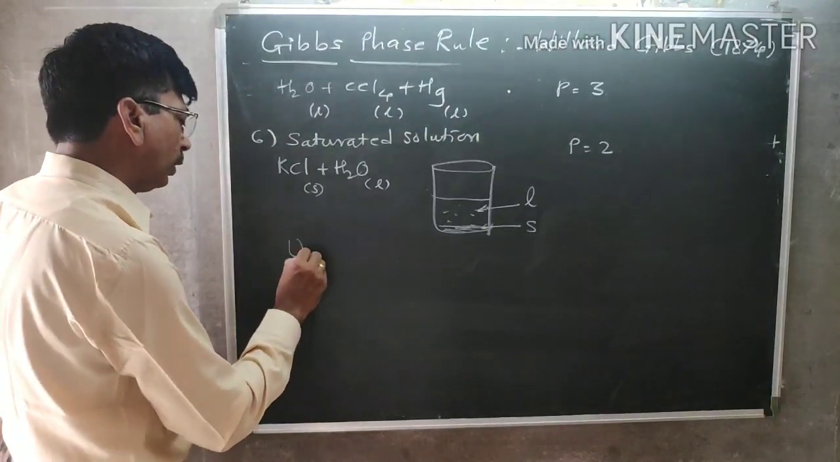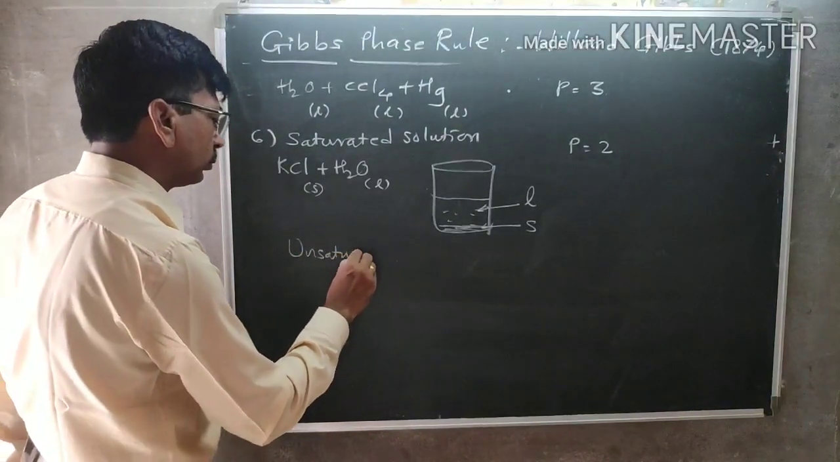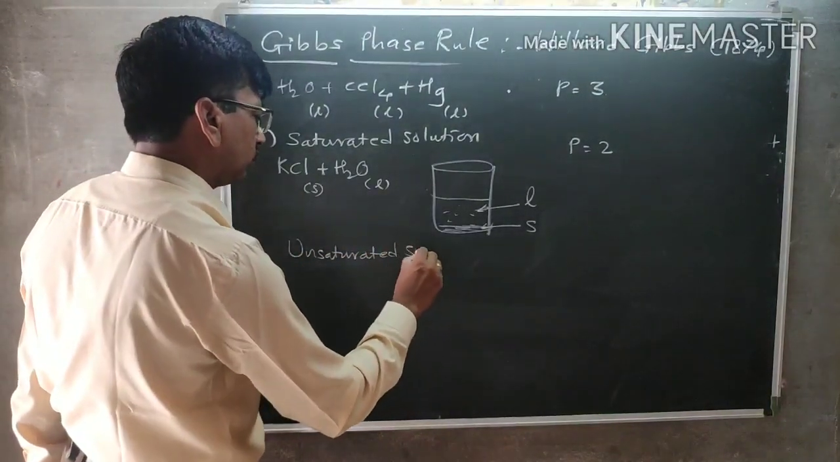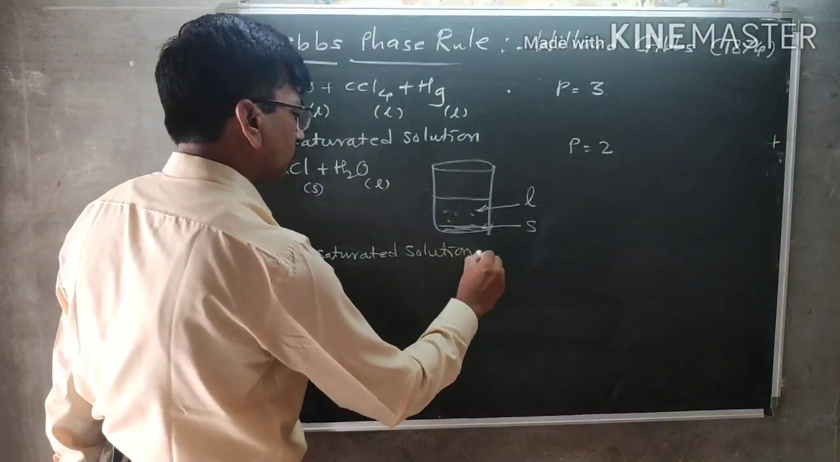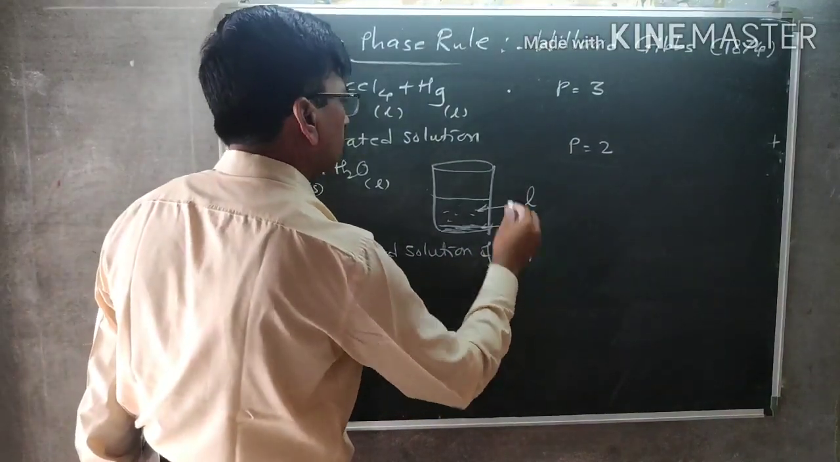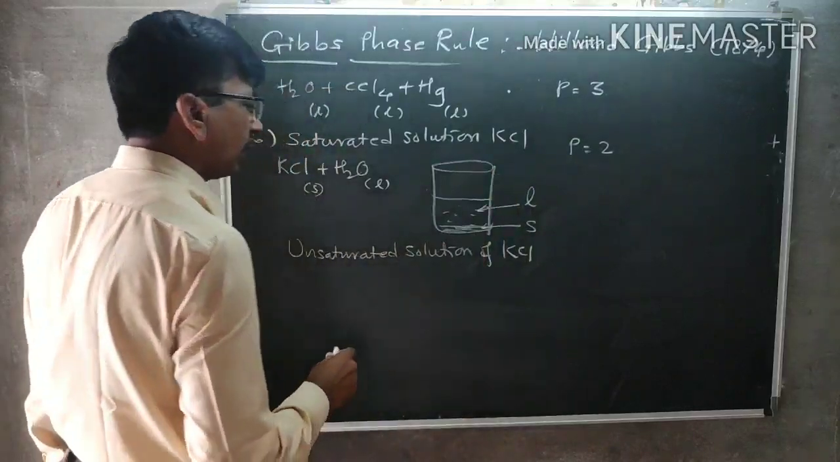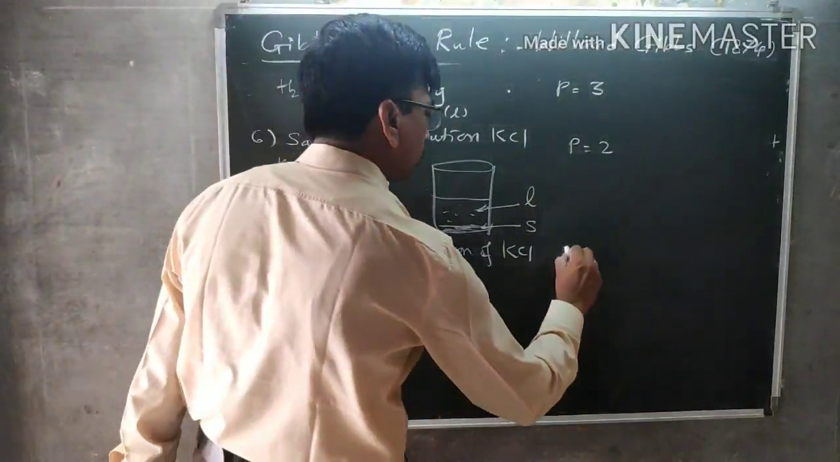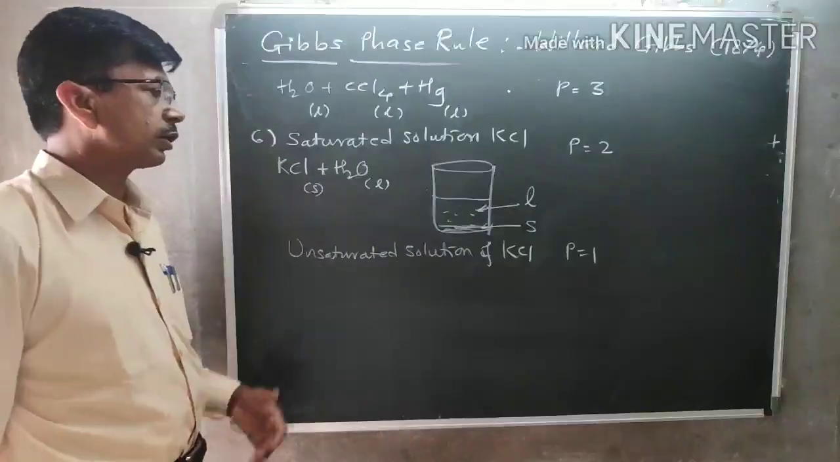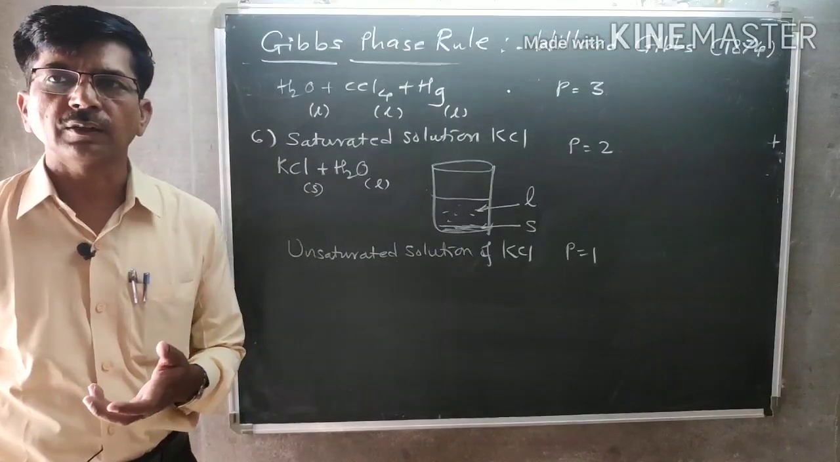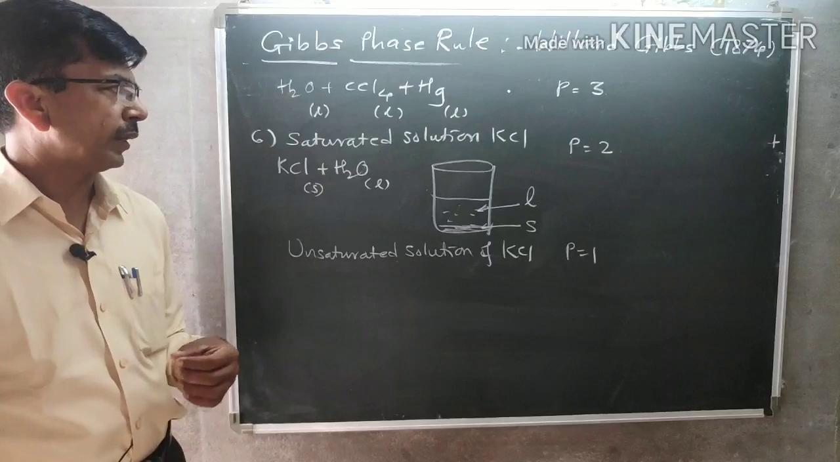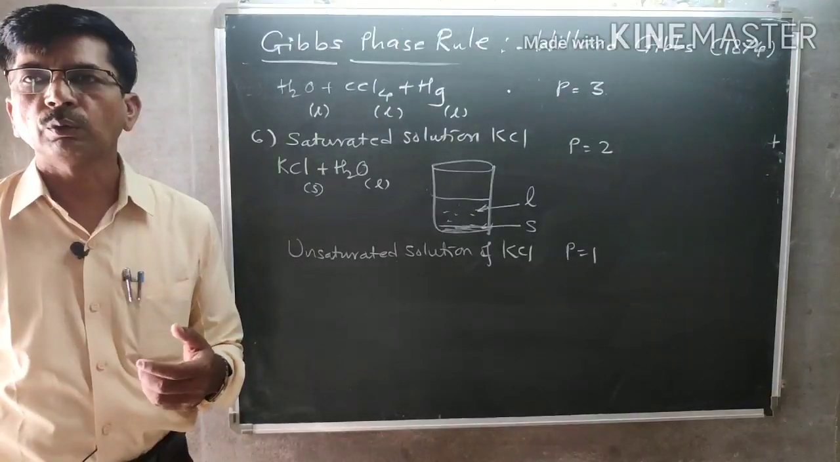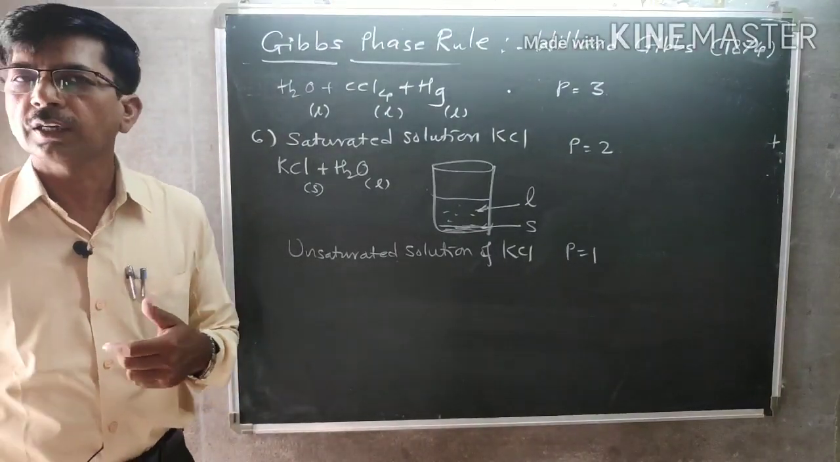And if we take an unsaturated solution, at that time we have only a homogeneous solution and the phase is only one. So for the unsaturated solution of any single salt, we have a single phase, while for the saturated solution we have two different phases.